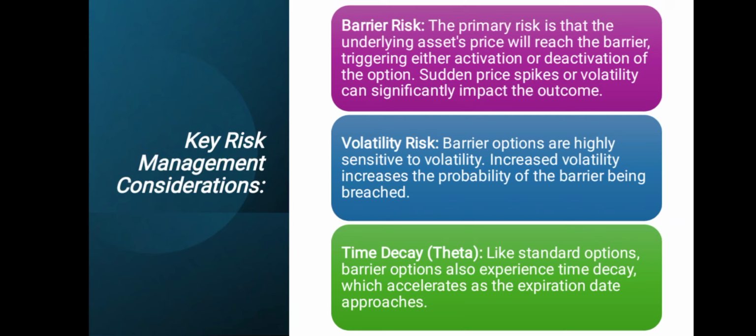Next, volatility risk. It means barrier options are highly sensitive to the price of their underlying asset, and various conditions increase the chance of volatility risk. The third key risk is time decay, which can be expressed as theta. The barrier option also experiences time decay, because as the expiry date of the barrier option approaches, due to time decay the value of the barrier option can be knocked out.